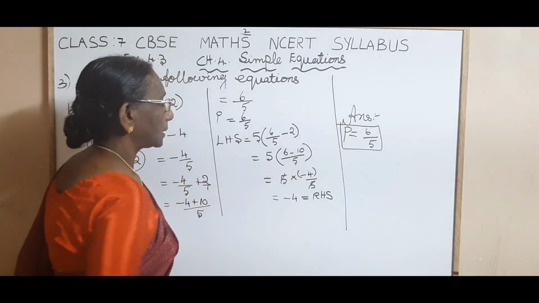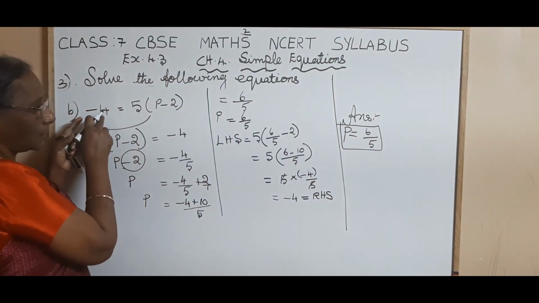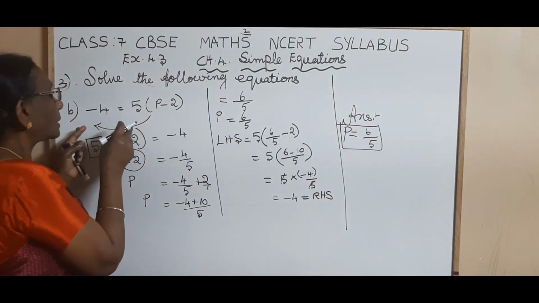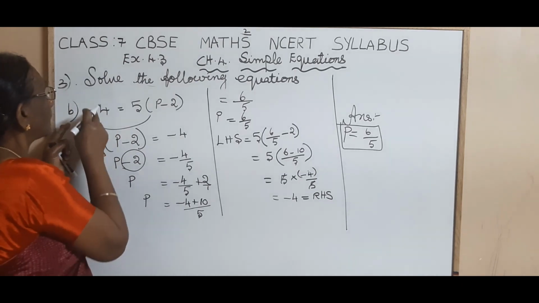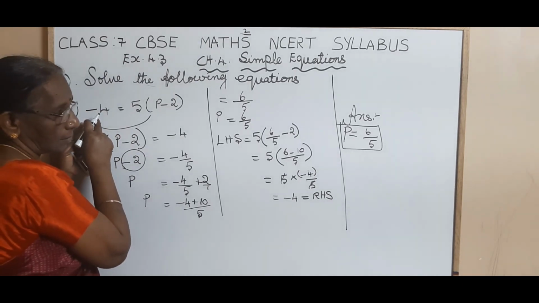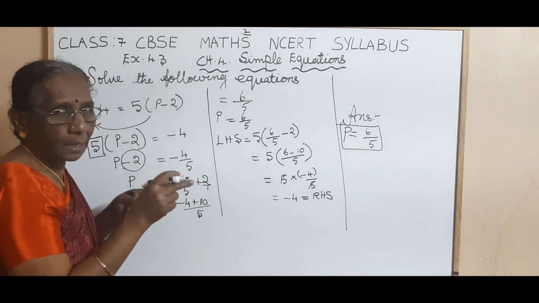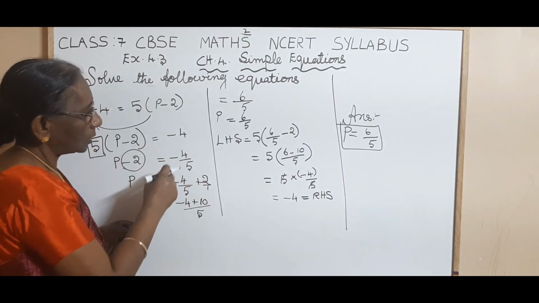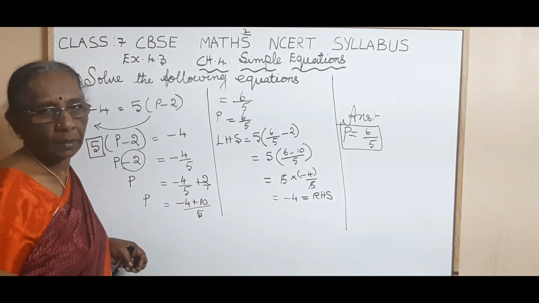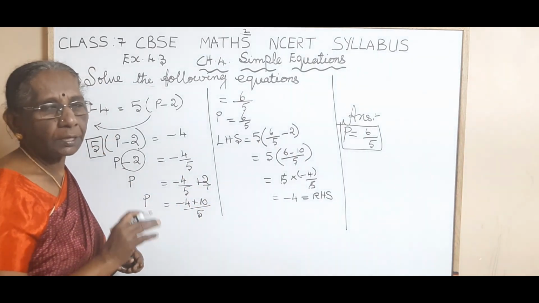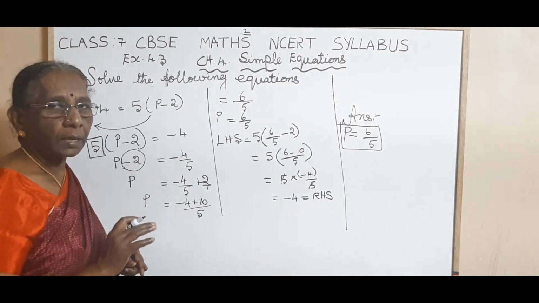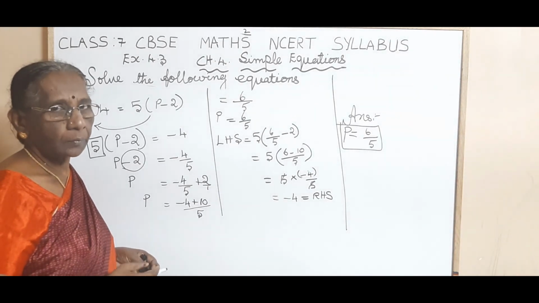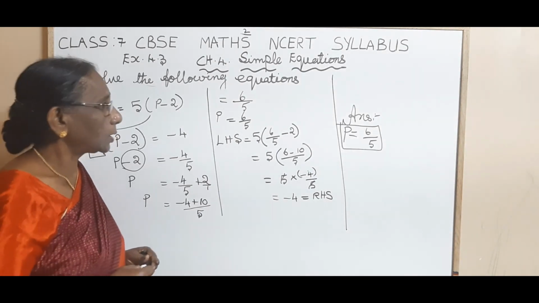Is it clear, children? The same sum, but here on the other side, that is here the LHS is given, minus it is given, and you should be very, very careful only in the calculation of these rational numbers. Okay, you should be thorough with the addition of rational numbers. I hope you might have understood.